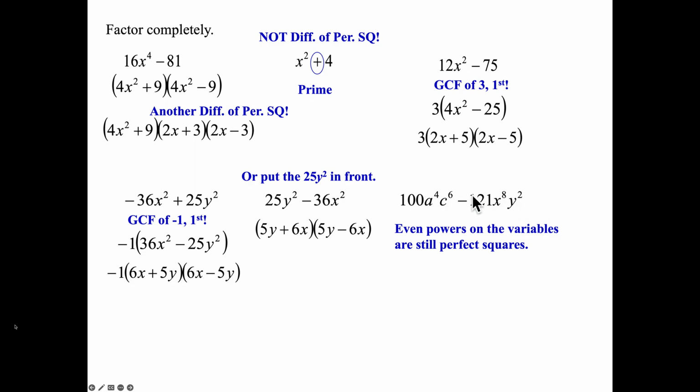So all even powers on your variables are perfect squares. So 10a squared c cubed, 10a squared c cubed, one plus 11x to the 4th y to the 1st, one minus 11x to the 4th y to the 1st. And there's our difference of perfect squares.